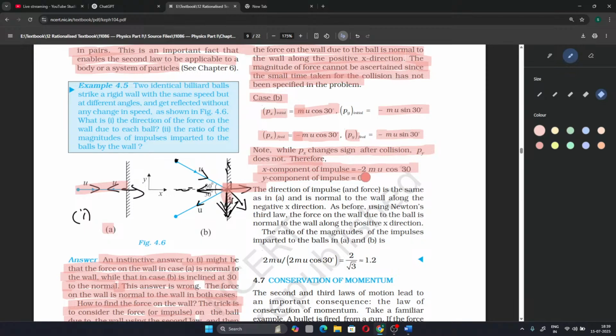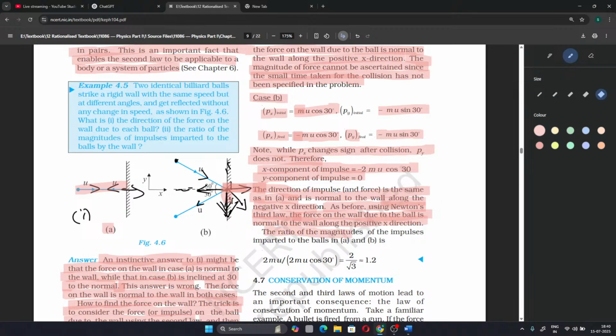The x component of the impulse is minus 2 m u cos 30 degree, and the y component of the impulse is 0. The direction of impulse and force is the same, and in A, that is the first diagram here, it is normal to the wall along the negative x direction. As before, using Newton's third law, the force on the wall due to the ball is normal to the wall along the positive x direction.